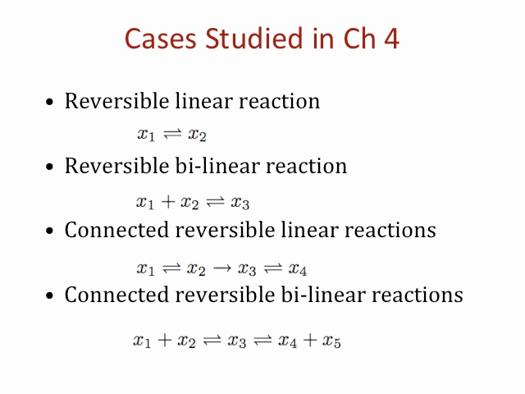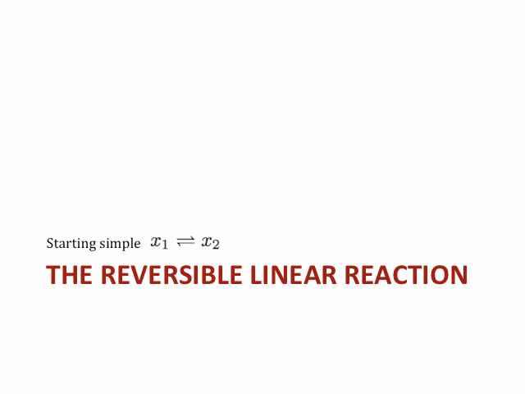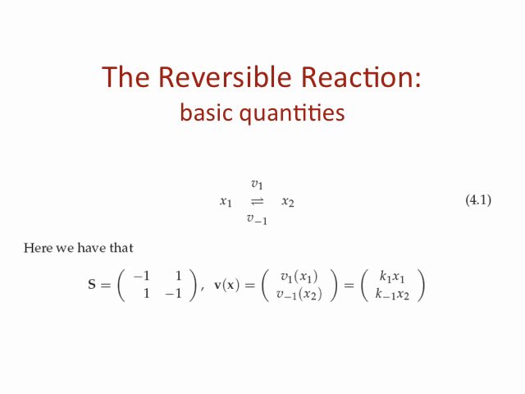And those will arise when, say, X2 and X4 are the same molecule: the enzyme before and after the catalyzed reaction. We will start simple with the reversible linear reaction. We need basic quantities for our simulation, and they are the stoichiometric matrix and the vector of reaction rates.